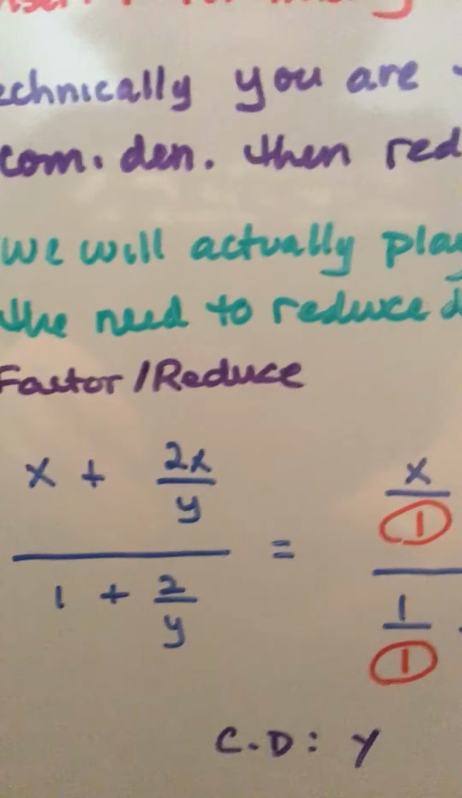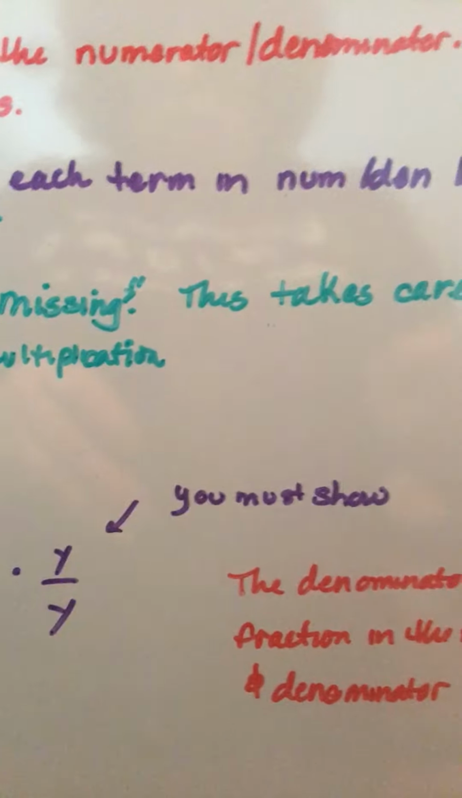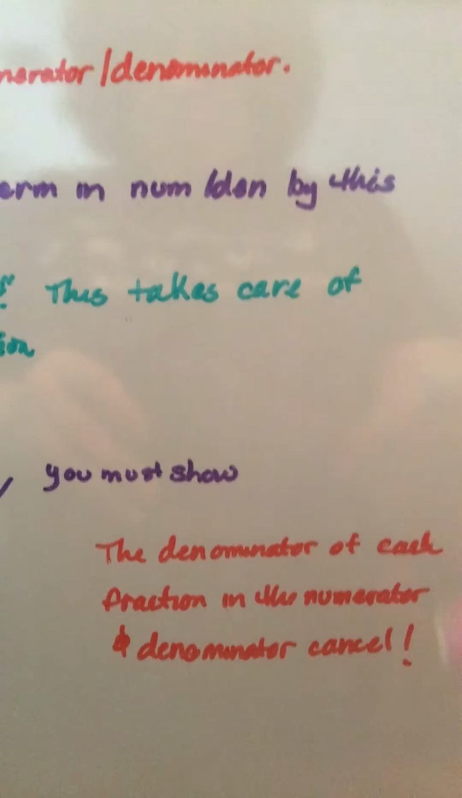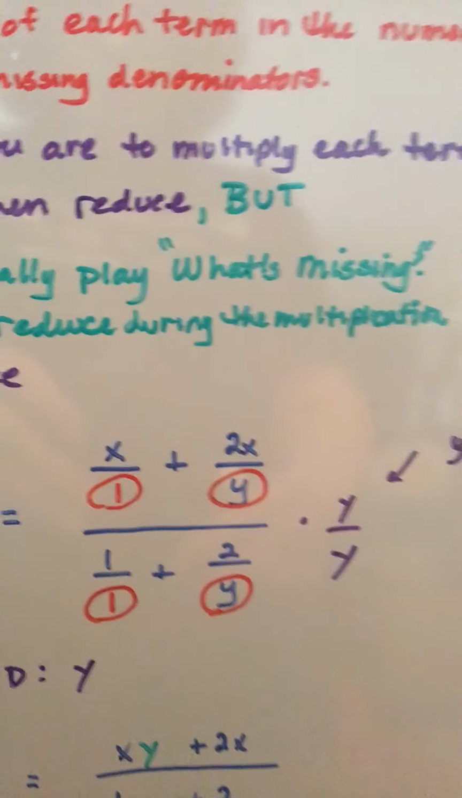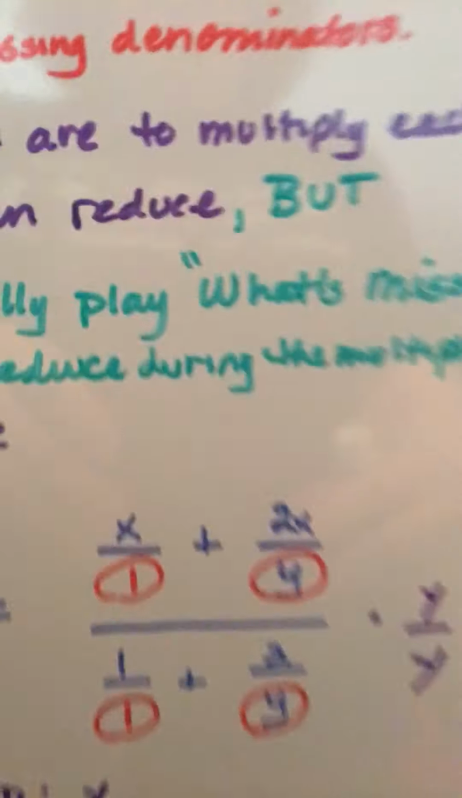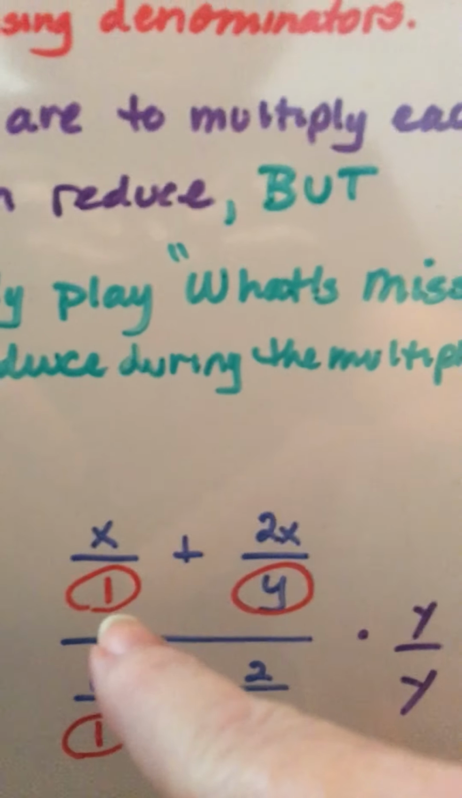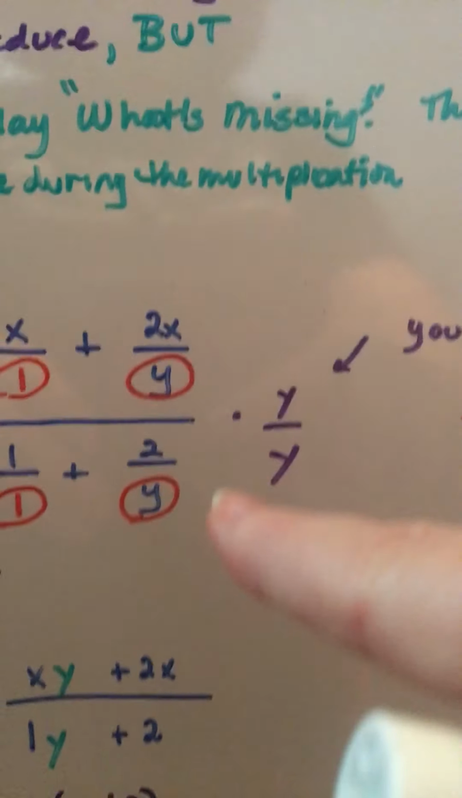So here's the problem. I inserted the 1s. Yes, I must show that I'm multiplying by y over y, my common denominator. And so now what did I do? I play what's missing. What is 1 missing? Y. What is he missing? Nothing.